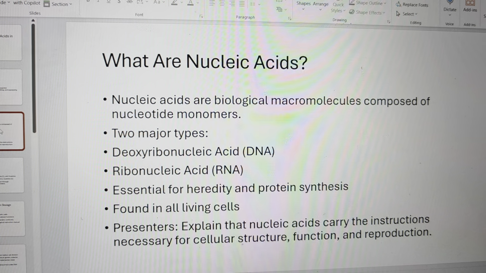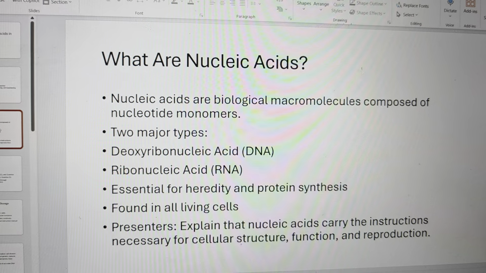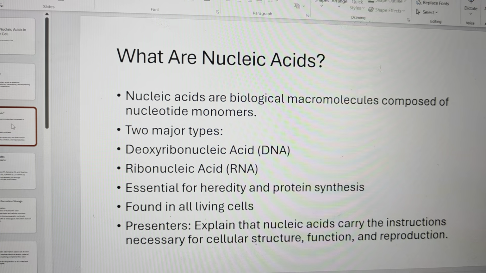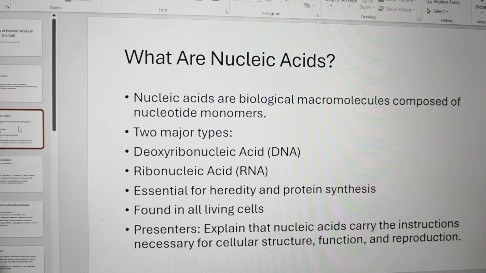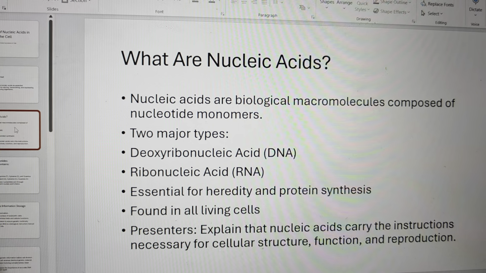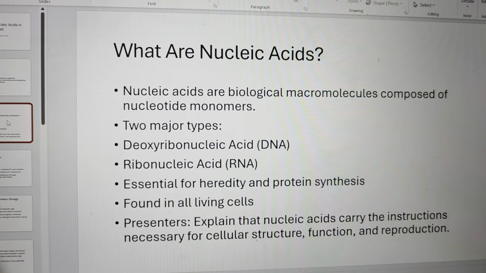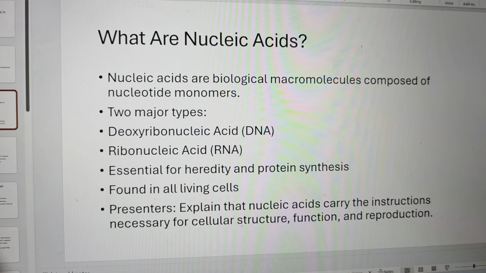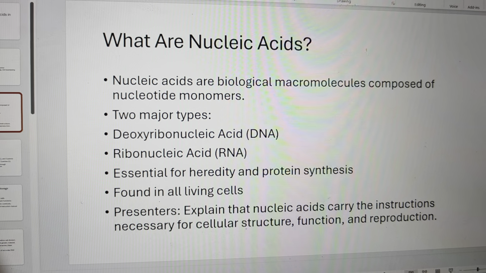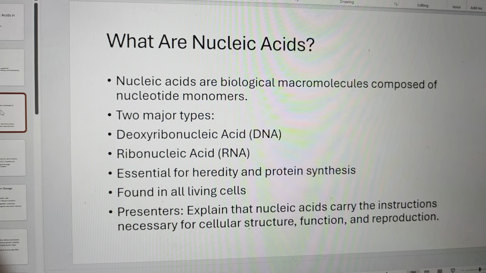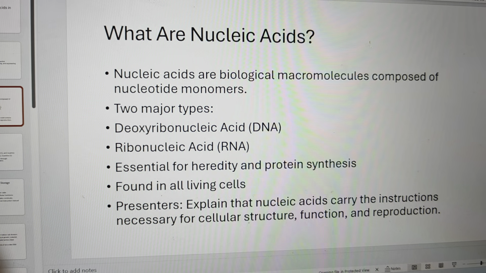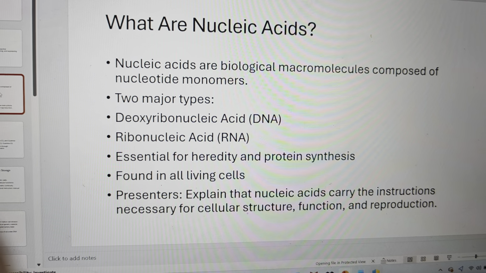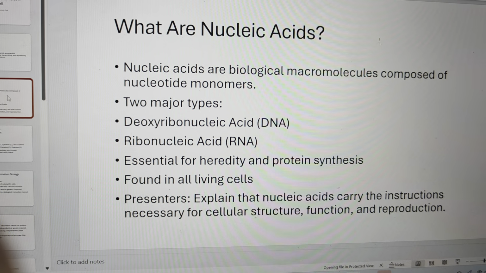What are nucleic acids? Nucleic acids are biological macromolecules composed of nucleotide monomers. There are two types of nucleic acid: deoxyribonucleic acid, which we call DNA, and ribonucleic acid, which we call RNA. They are essential for heredity and protein synthesis, which includes the ribosome in the cell. They are found in all living cells. The idea is to explain that nucleic acids carry the instructions necessary for cellular structure, function, and reproduction.